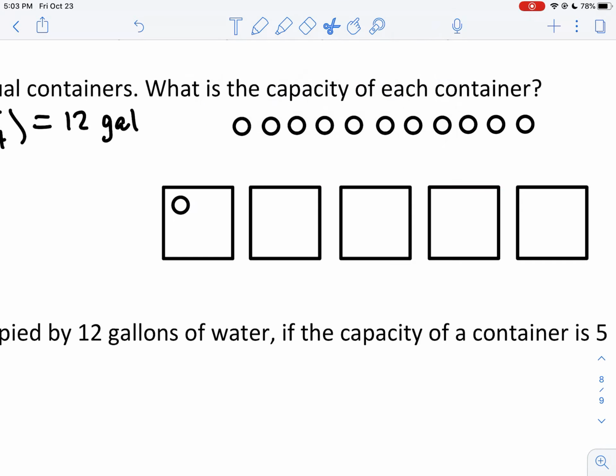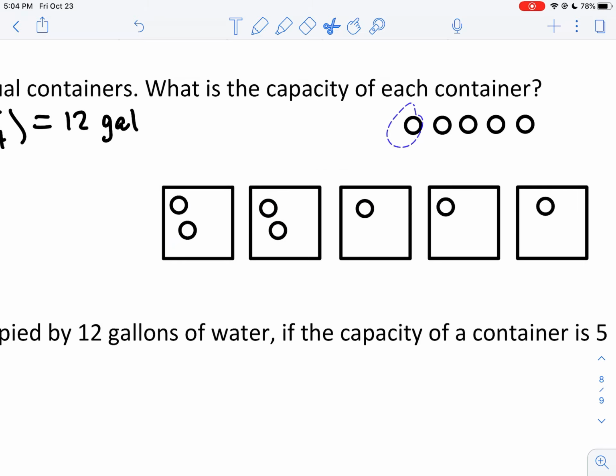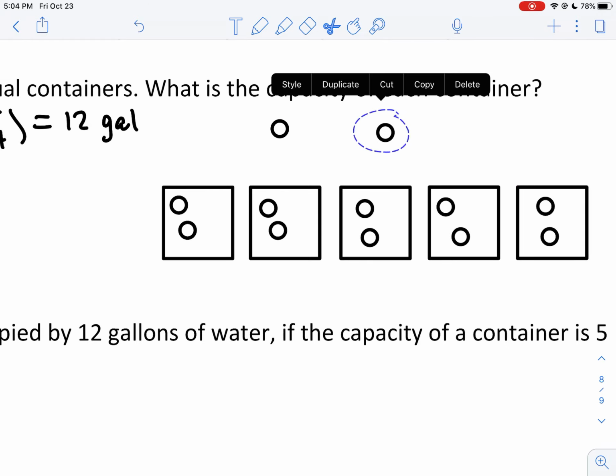Well, there's lots of ways you can do this. You start moving these one at a time to do your fair sharing, to figure out how many gallons can go into each one. So there's 5 of the gallons. Right, here's 10 of the gallons are used up now. And I have 2 gallons left.